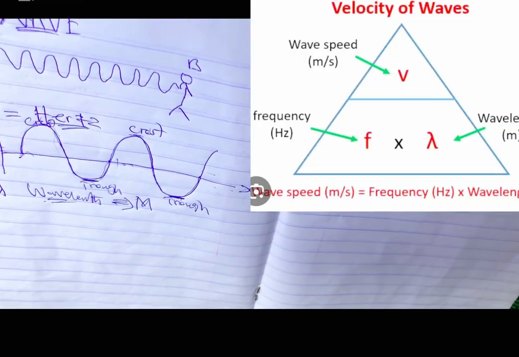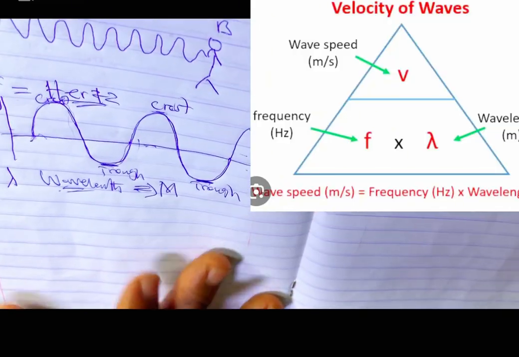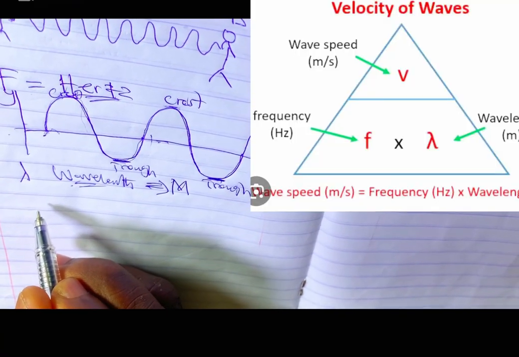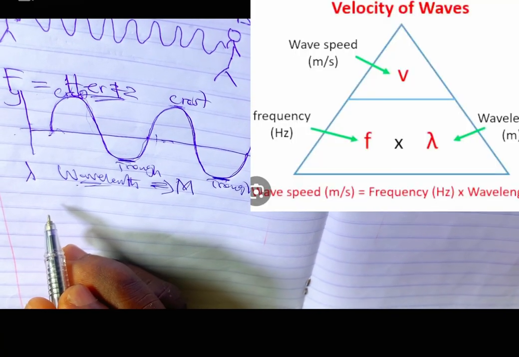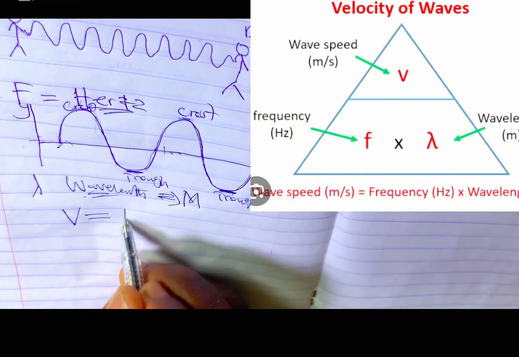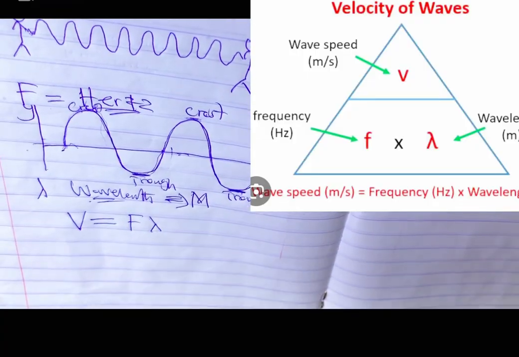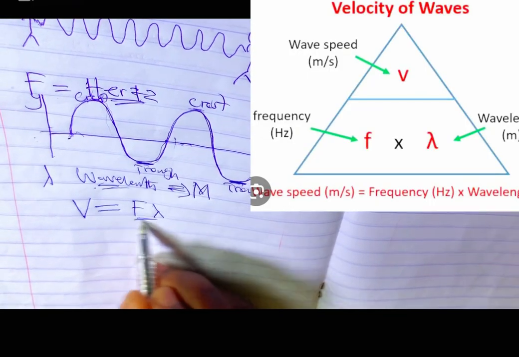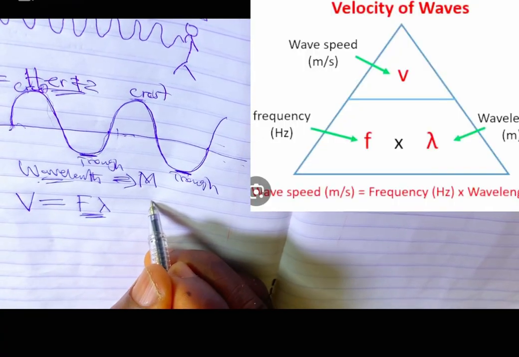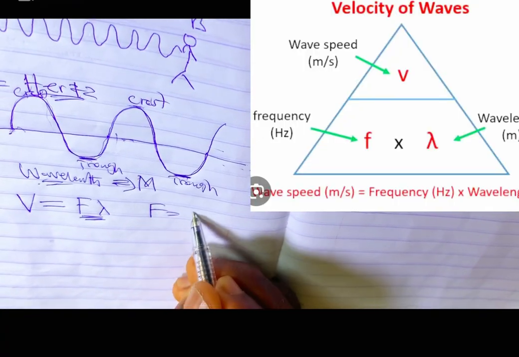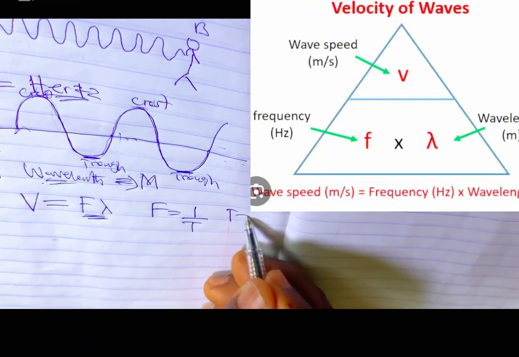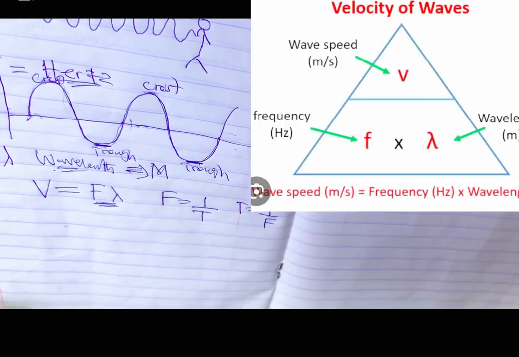and wavelength is measured in meters. Knowing this, it is important for you to understand the equations, the formulas that can be used to tackle questions related to wave. One of them is my velocity, which is given as my frequency multiplied by my lambda. Take note of this formula. The second one is my frequency, which is the inverse of my period. The next one is my period, which is the inverse of my frequency.